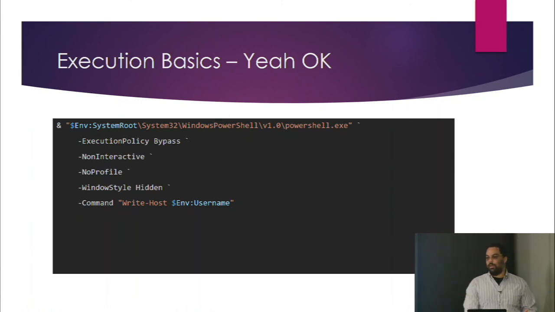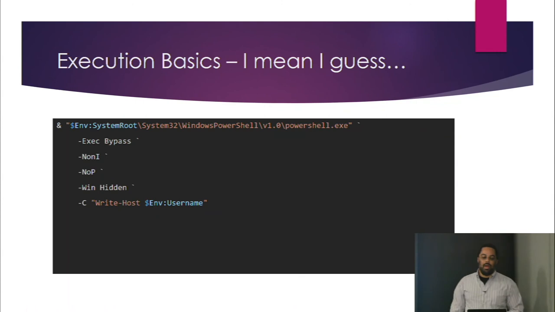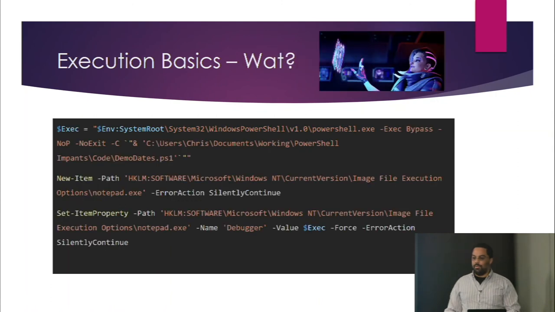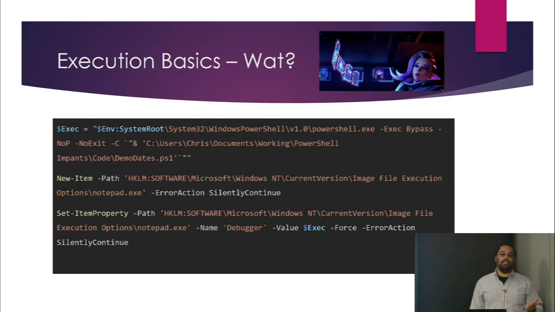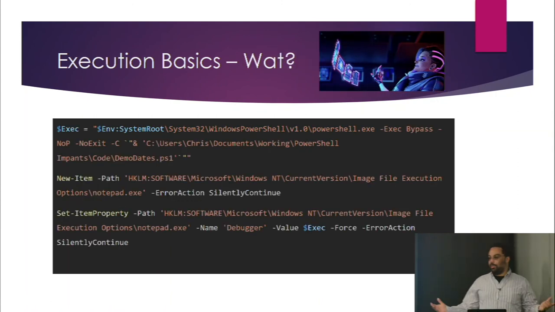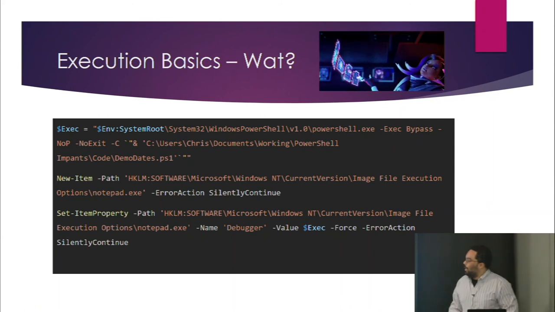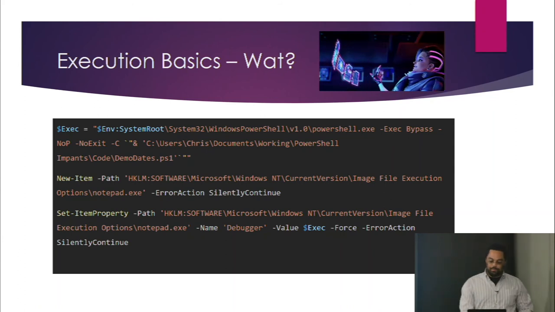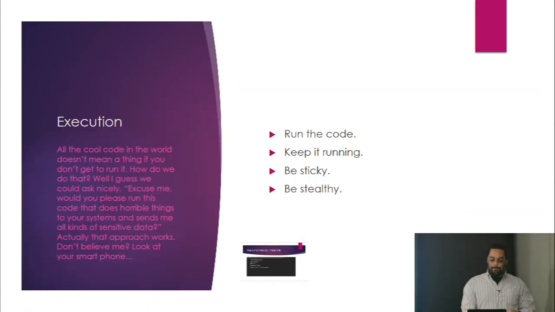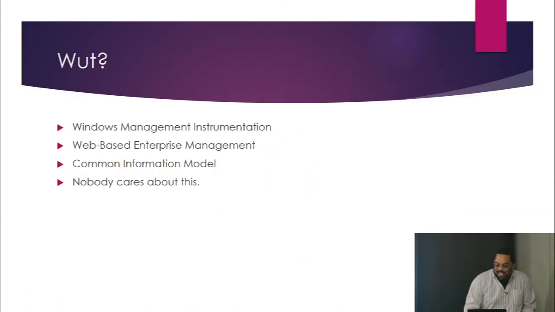If you were to invoke PowerShell with some string, you could even invoke with the shortcuts, because you like shortcuts. Not bad. You can do things like throw this into the image file execution options that everyone has always seen. No big deal. That's a lot of stuff. But that's kind of lame. Like, I don't like that.